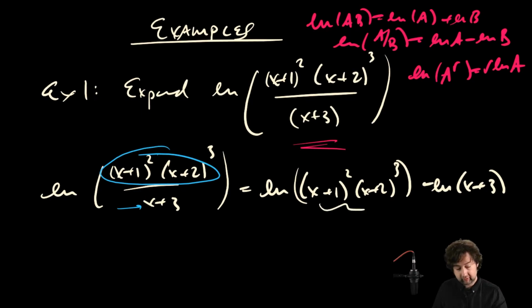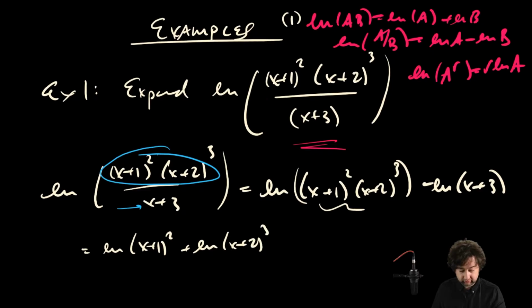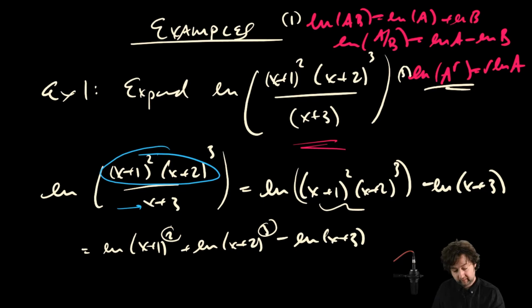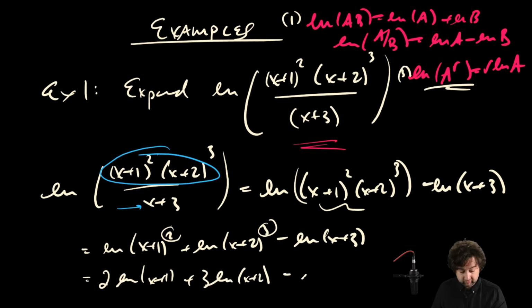Now I've got a product in here, so I can apply rule 1. So this is the natural log of (x plus 1) squared plus the natural log of (x plus 2) to the third minus the natural log of (x plus 3). And now I've got these powers inside the log, which means I can use rule 3 to pull those powers out front. And that gets me 2 times the natural log of (x plus 1) plus 3 times the natural log of (x plus 2) minus the natural log of (x plus 3). So this is expanded fully.